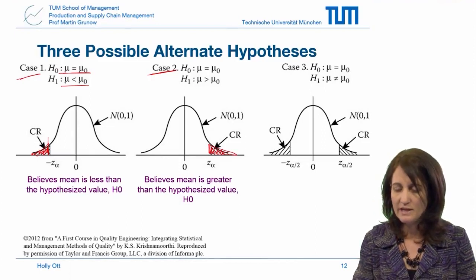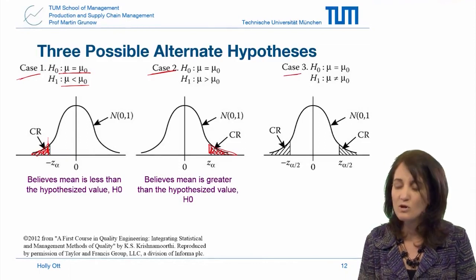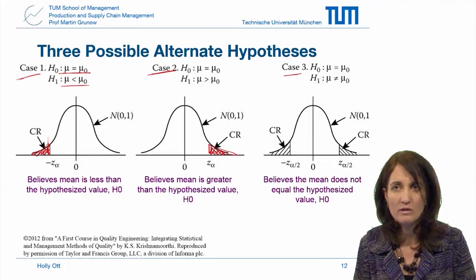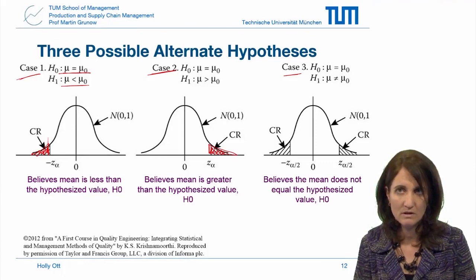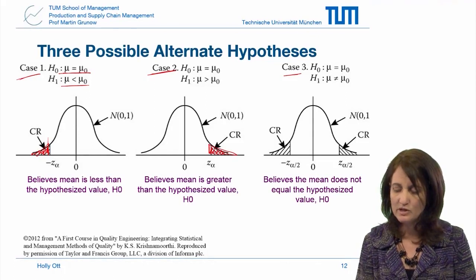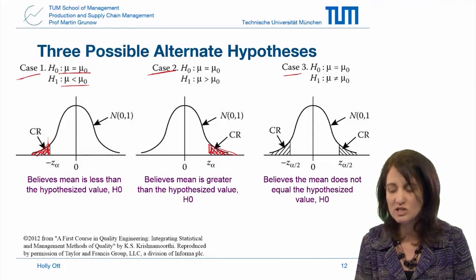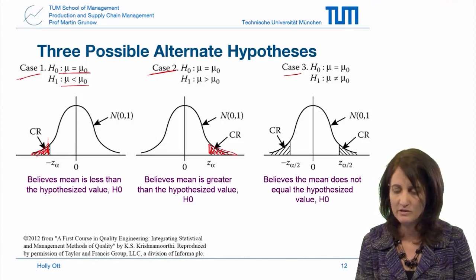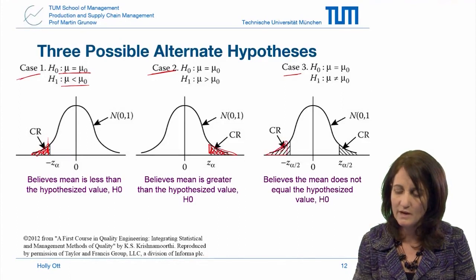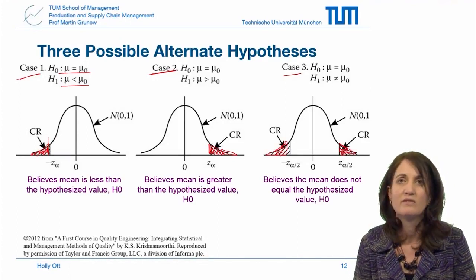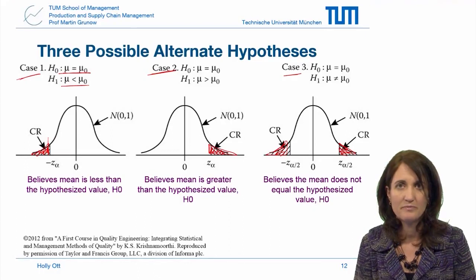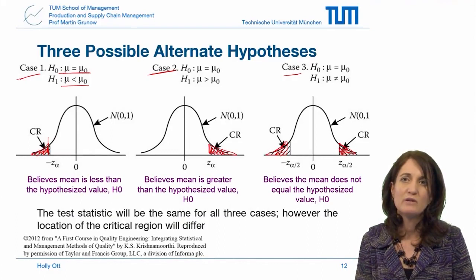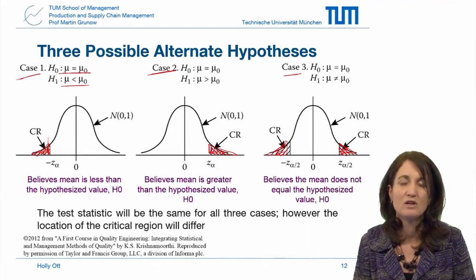So in the third case, we don't know. We don't know if we have a value that's higher or lower than our known mean, our current mean. So we believe simply that the mean does not equal the hypothesized value of H0. And so here we have to look on both sides of the 0 value. And in each of these cases, the test statistic will be the same, but the location of the critical regions, as you can see here, will be different.